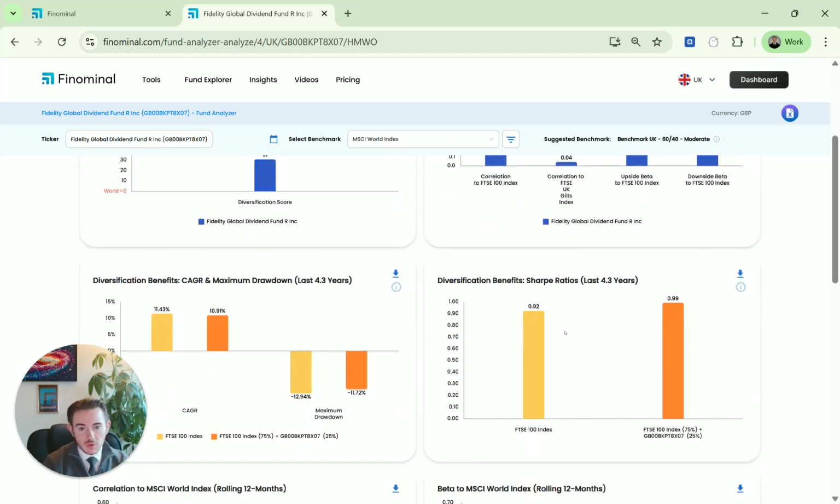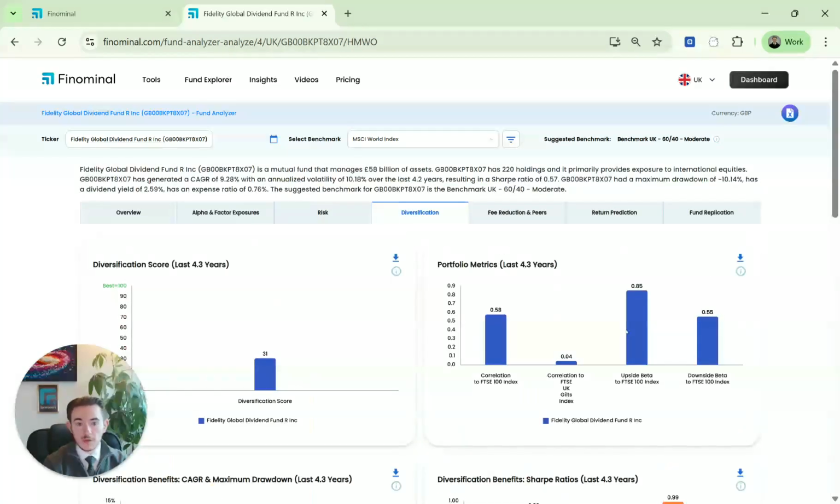But this is where it can get quite interesting. So if we just look at the Sharpe ratio of the FTSE 100, we see 0.92. However, if we were to have the FTSE 100 at 75% and 25% in that Fidelity fund, we would increase diversification and also see an increase in Sharpe ratio. So I think that's worth noting.